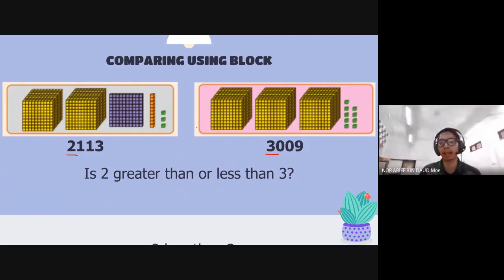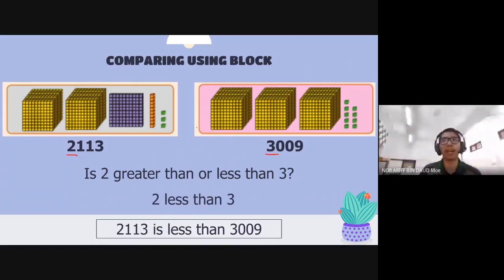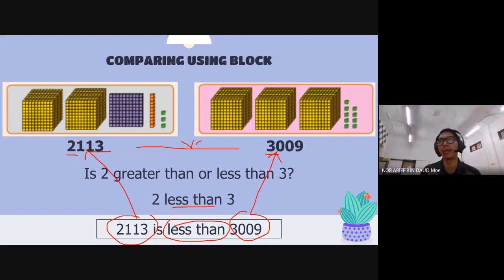So the answer will be 2,113 is less than 3,009. Macam ni tulis jawapan dia, nampak? Kalau sini less than, maksudnya dekat sini pun mestilah less than. This one must be the same. You cannot change. Okay, because you are comparing these two numbers.